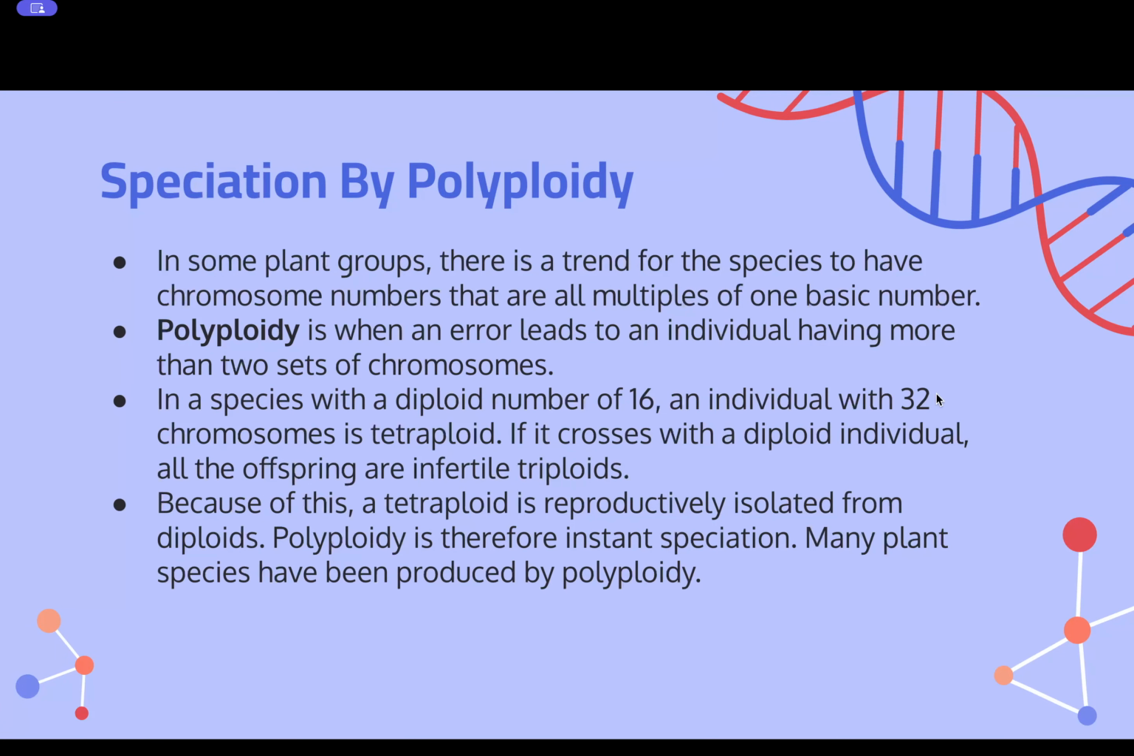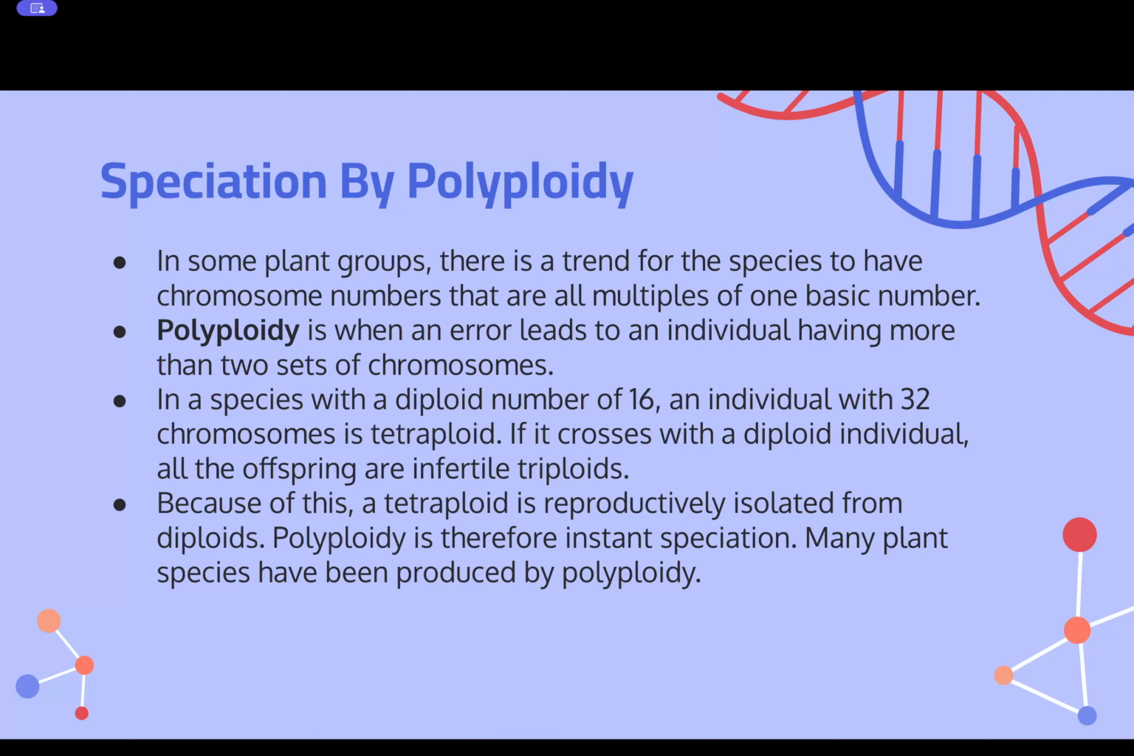So polyploidy is when an error leads to an individual having more than 2 sets of chromosomes. For most people, we all have 2 sets of chromosomes, 2 pairs of chromosomes. So we have a diploid number of 46 because we have 23 pairs of chromosomes. In some plant groups, however, there is a trend for species to have chromosome numbers that are multiples of one basic number. So it's possible that instead of having a diploid number, they can have a tetraploid number because due to some errors, they've replicated twice.